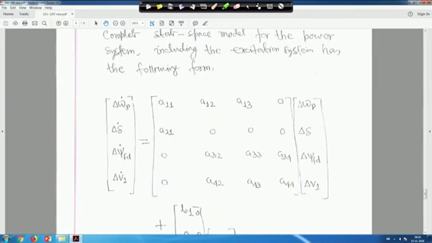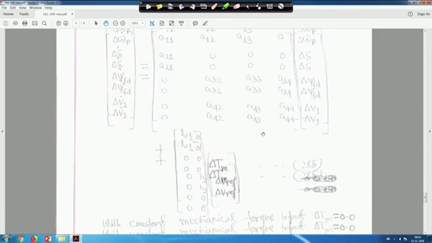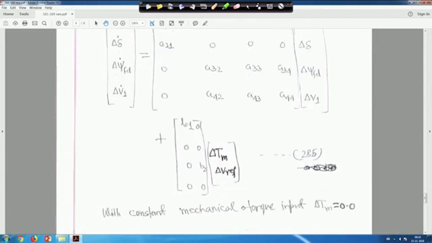Okay, so we will come back again. In the previous lecture we finished here: your 4 state variables are there, that is delta omega r, delta delta, delta psi f d and delta v 1. So, it is actually in the form x dot is equal to A x plus B u, and if your mechanical torque input is constant, then naturally delta T m will be equal to 0, right.